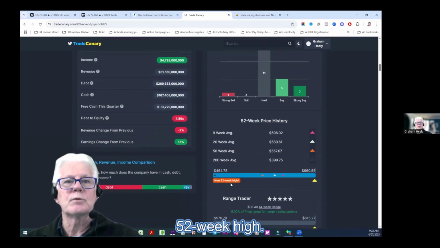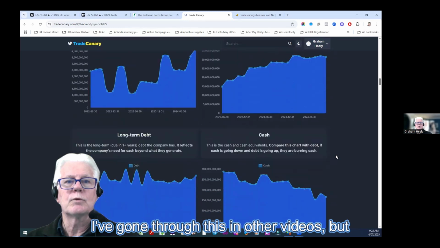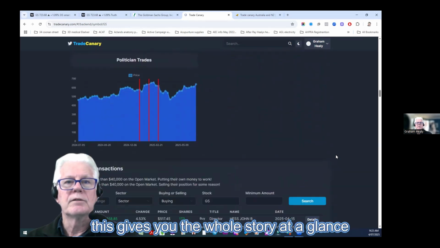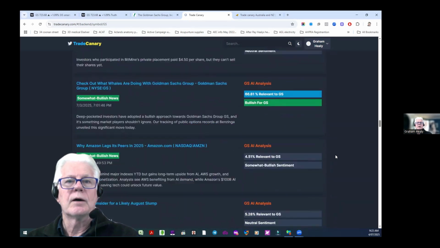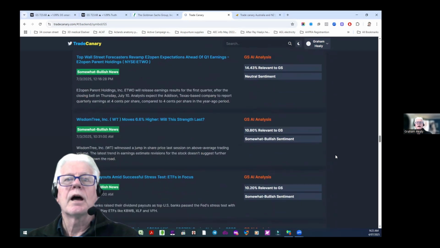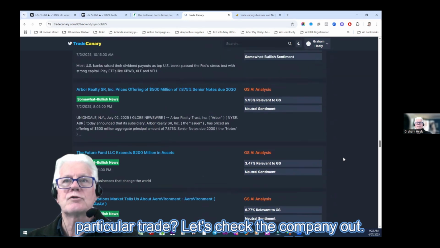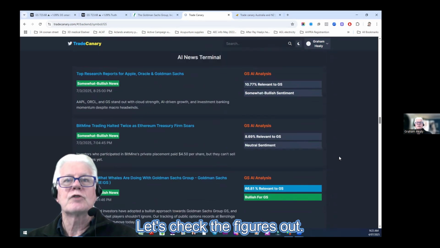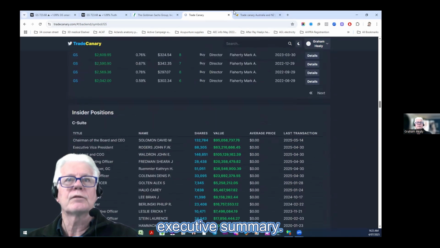The 52-week high, you see there's indicators there. This is all part of it. I've gone through this in other videos, but this gives you the whole story at a glance when you're interpreting what we will do on this particular trade. Let's check the company out. Let's check the figures out. They're all on one page, like one big executive summary.